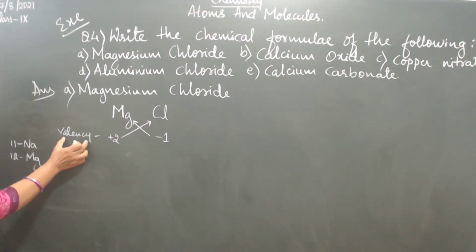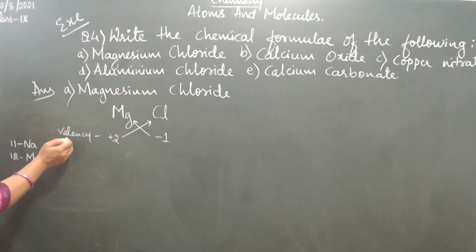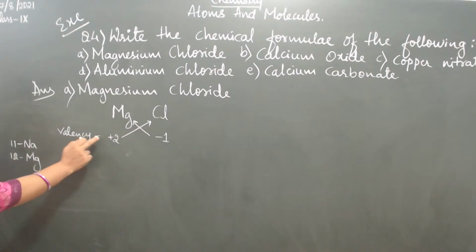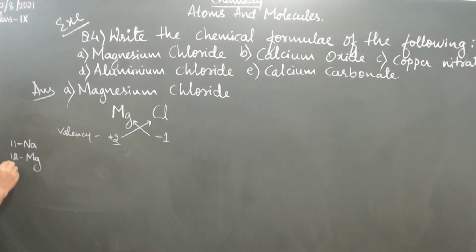Here, briefly, I will tell you about valency. Valency means the combining capacity of an atom of the element. So how are we going to write the valency? How do we get this +2 charge? Here, we know that the atomic number of magnesium is 12.